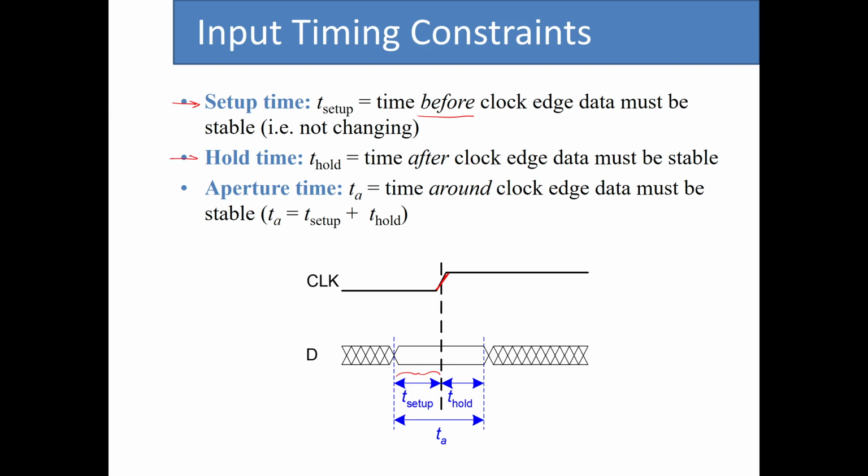The second thing that we need to consider is the hold time. Hold time is the amount of time after the clock edge for which the data needs to be stable. So not only does the data need to be stable for T setup time before the clock edge, but it also needs to be stable for T hold time after the clock edge too. So it needs to be stable during this time. This is what is called the aperture time. Aperture time, or TA, is the time around the clock edge for which data needs to be stable. You can easily derive the equation that the aperture time is the summation of the setup time and the hold time.